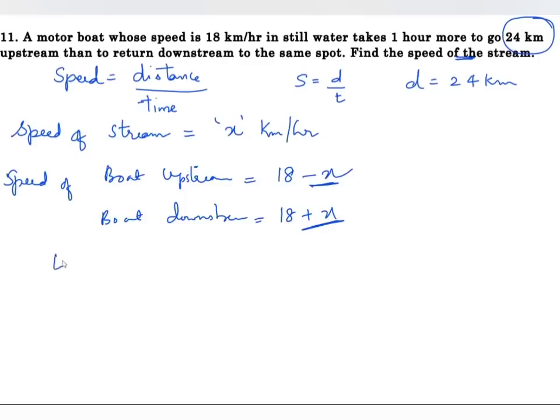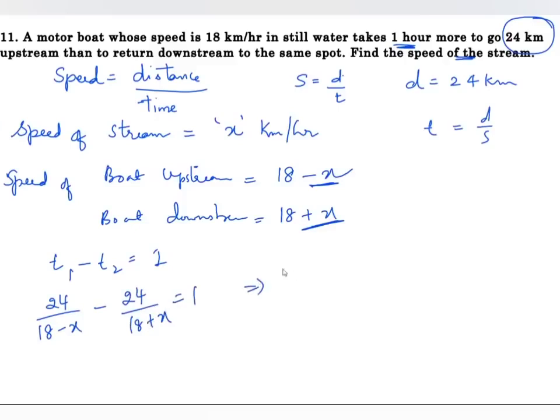Now what we need to do is find the difference of the time. The difference of time is 1 hour, that is t1 minus t2 equals 1. Time taken for upstream is t1, time taken for downstream is t2. What is t1? Time is distance by speed. Distance is 24. The speed is 18 minus x, minus t2. Distance is the same, 24. The speed is 18 plus x, equals 1.